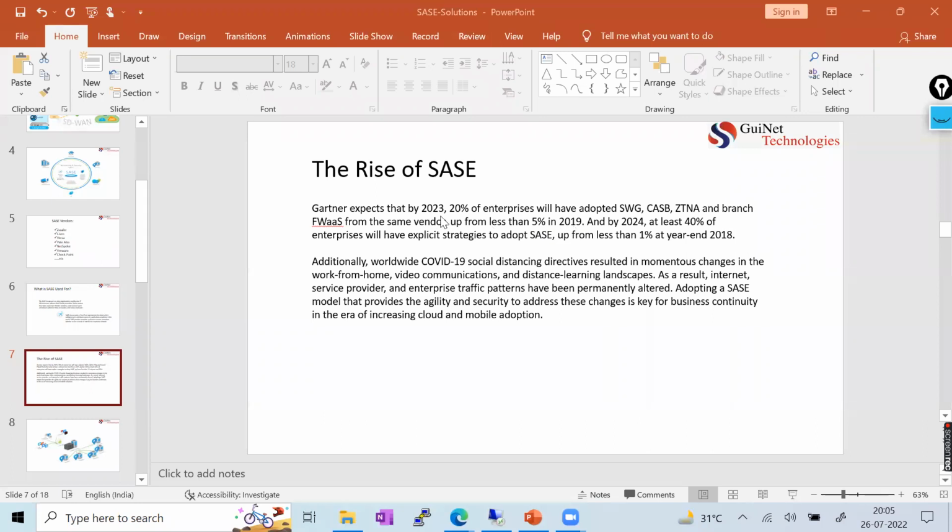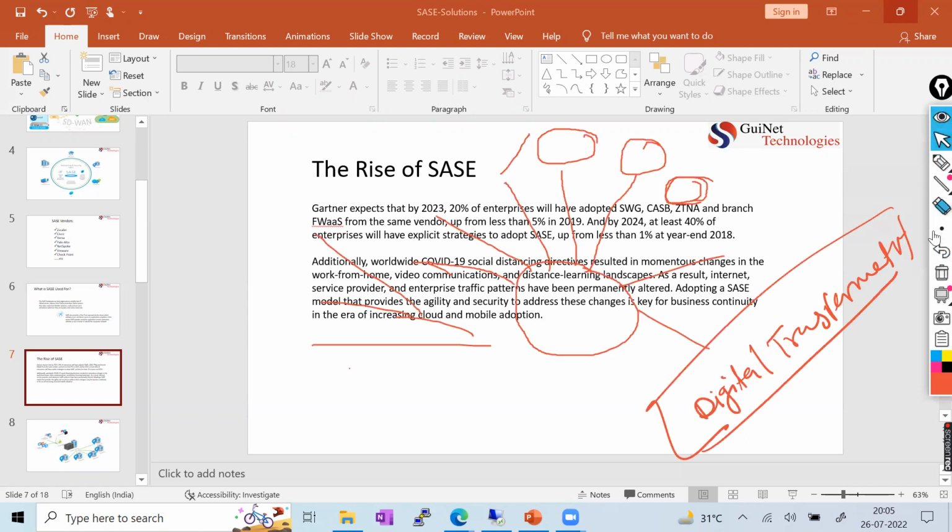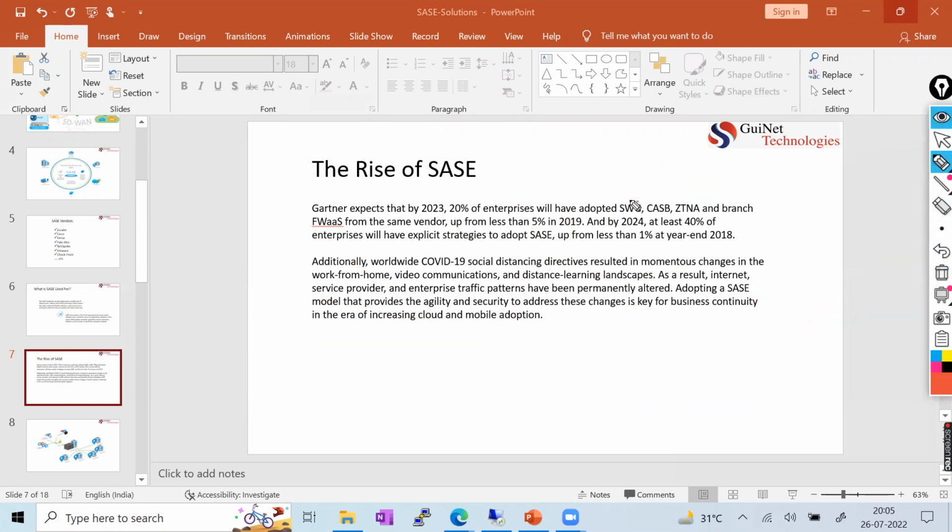So by the end of next year, 20% of enterprises will adopt secure web gateway, CASB, ZTNA, and firewall as a service. And I'm telling you, if any company is going to adopt all four of these features, just note my words: secure web gateway; CASB, the cloud access security broker; ZTNA, zero trust network access; and firewall as a service.